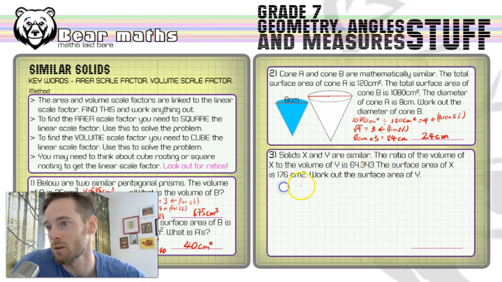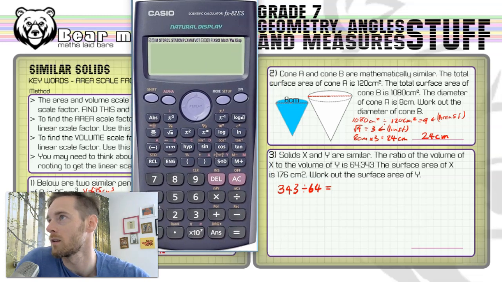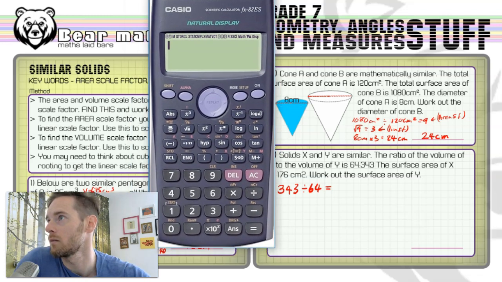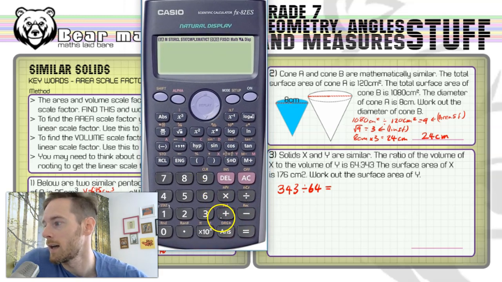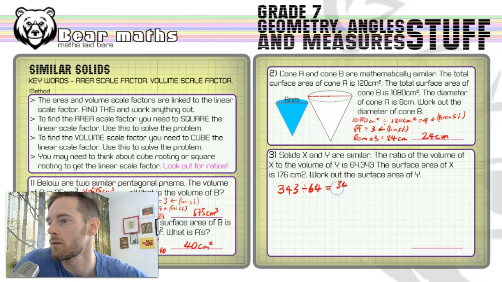Okay, so we're going to get the volume scale factor. That's what we're going to get if we've got the ratio of the volume of X to the volume of Y, right? We do 343 and we divide it by 64. That's because we want to find out what the volume scale factor is, how many times bigger one is than the other. 343 divided by 64. You could write that as a ratio, right? So 343 over 64 is the simplest form we get.